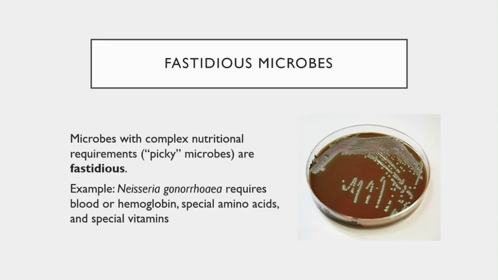Some microbes are fastidious. Fastidious means they are picky in their nutritional requirements. An example of this would be Neisseria gonorrhoeae, which requires media with blood or hemoglobin, special amino acid additions, and special vitamins added in order to grow. In fact, most organisms are so fastidious they can't even be grown in a lab. If you remember back to the first lecture, we covered that over 99% of microbes are non-culturable in the lab. An example of a microbe that's not fastidious would be our E. coli.